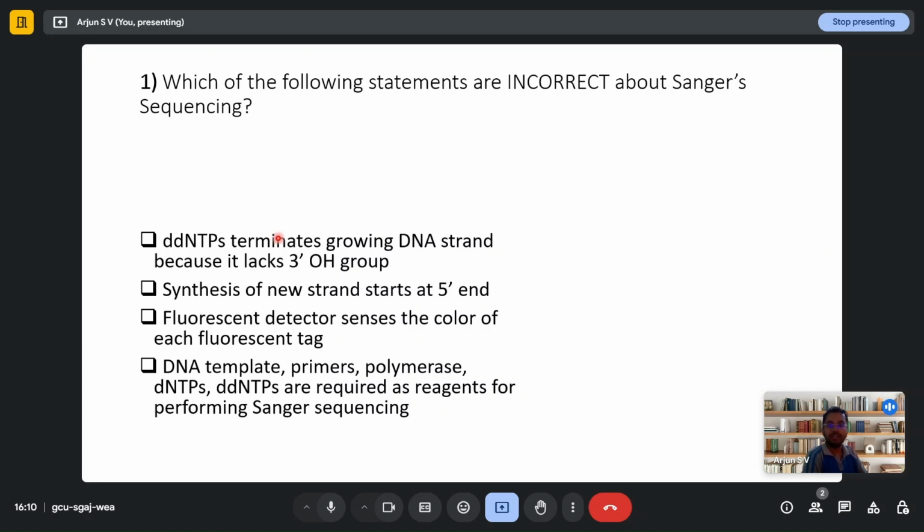ddNTP terminates the growing DNA strand because it lacks the 3' hydroxyl OH group, which is a correct statement. Synthesis of new strand starts at 5' end, which is incorrect. Fluorescent detector senses the color of each fluorescent tag, which is true. DNA template, primers, polymerase, dNTPs, ddNTPs are required as reagents for performing Sanger sequencing, which is true. So there is only one incorrect option here: synthesis of new strand starts at 5' end. So the incorrect statement is the correct answer, which is this.